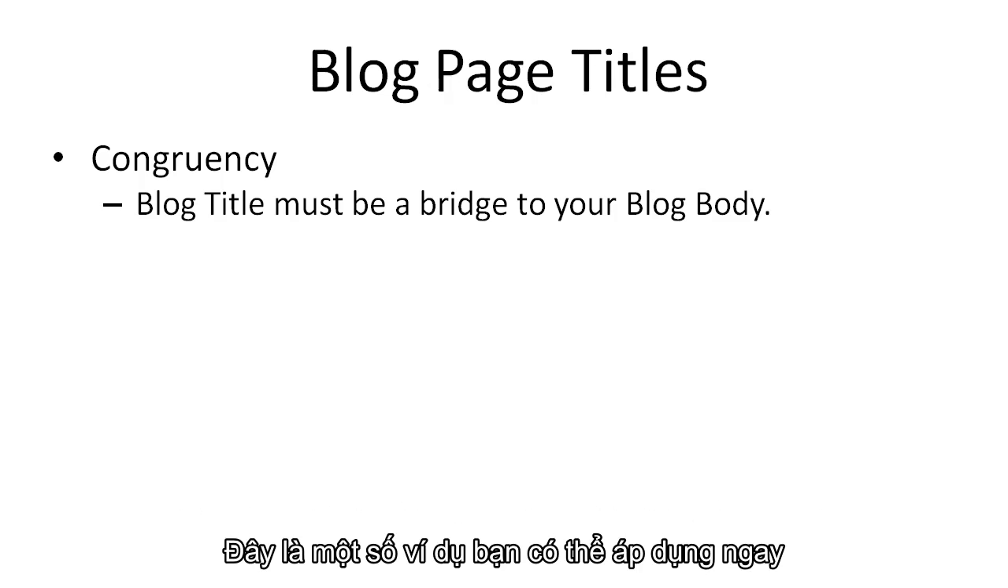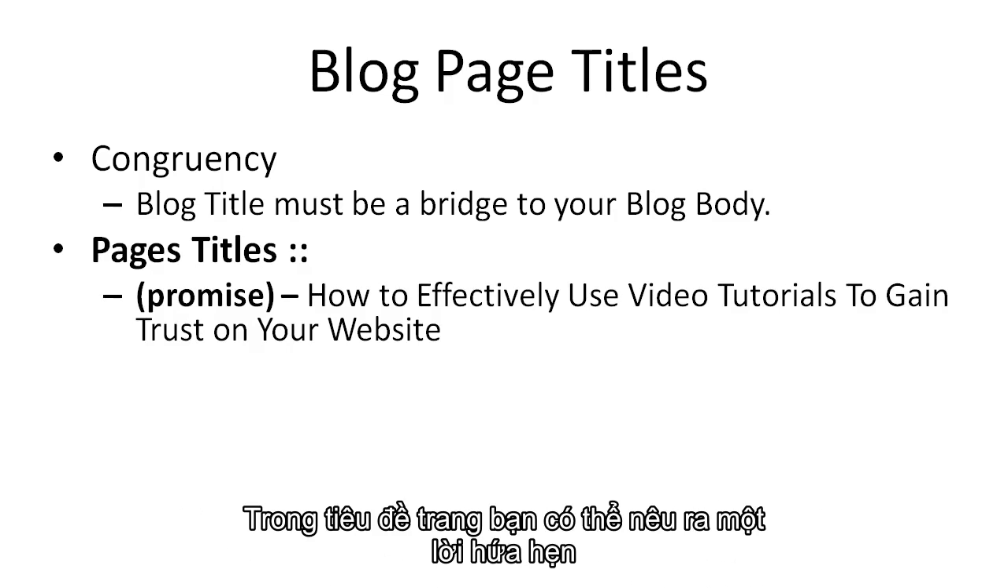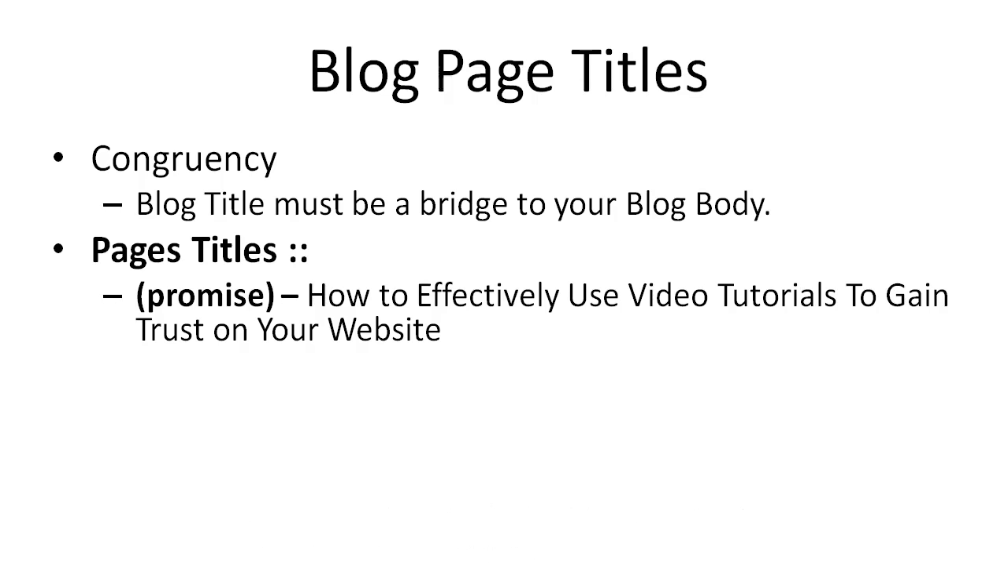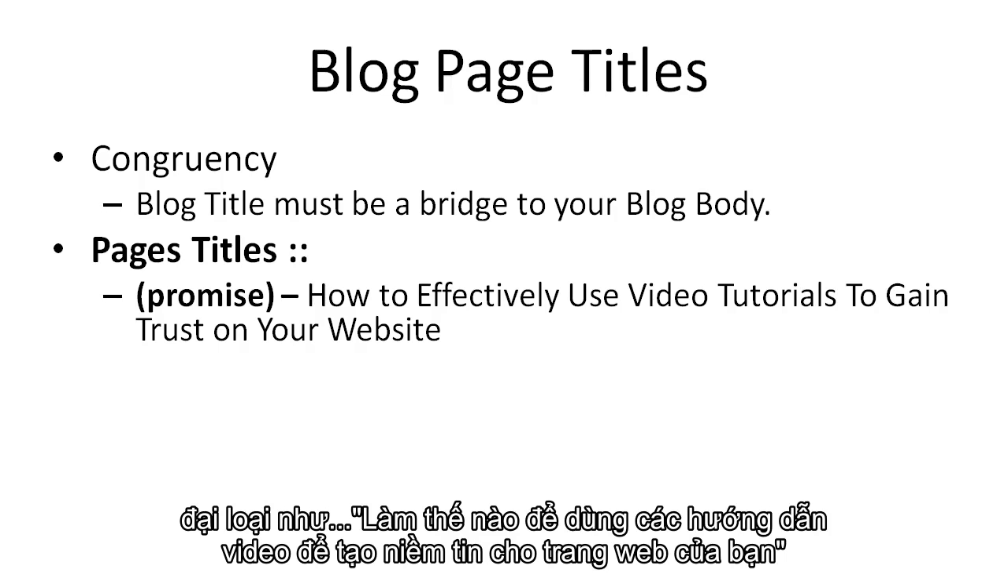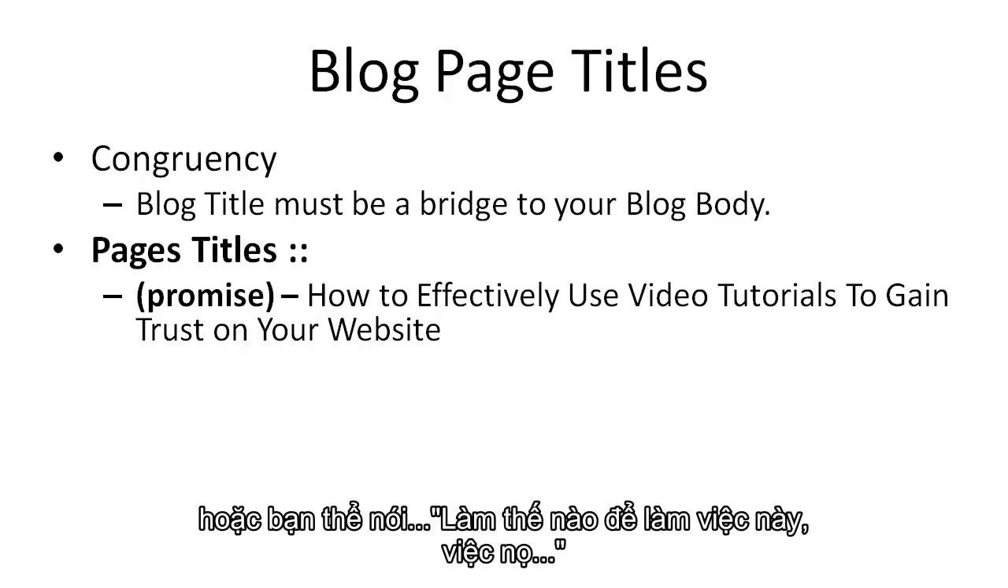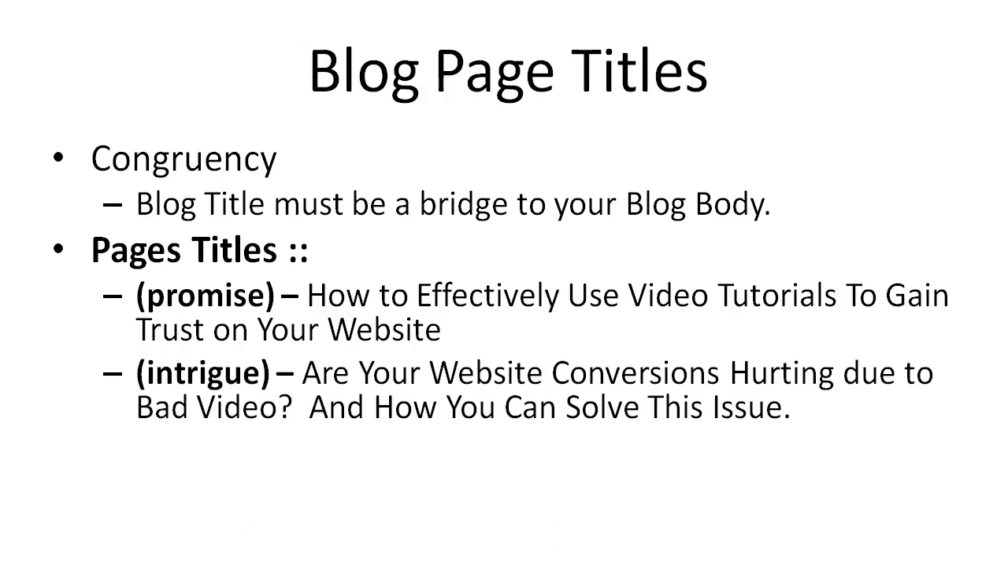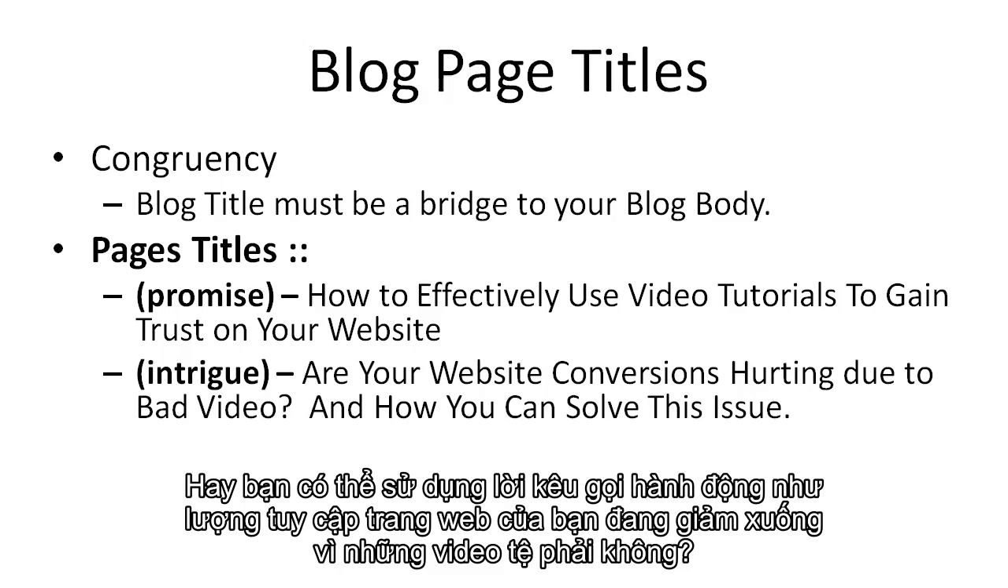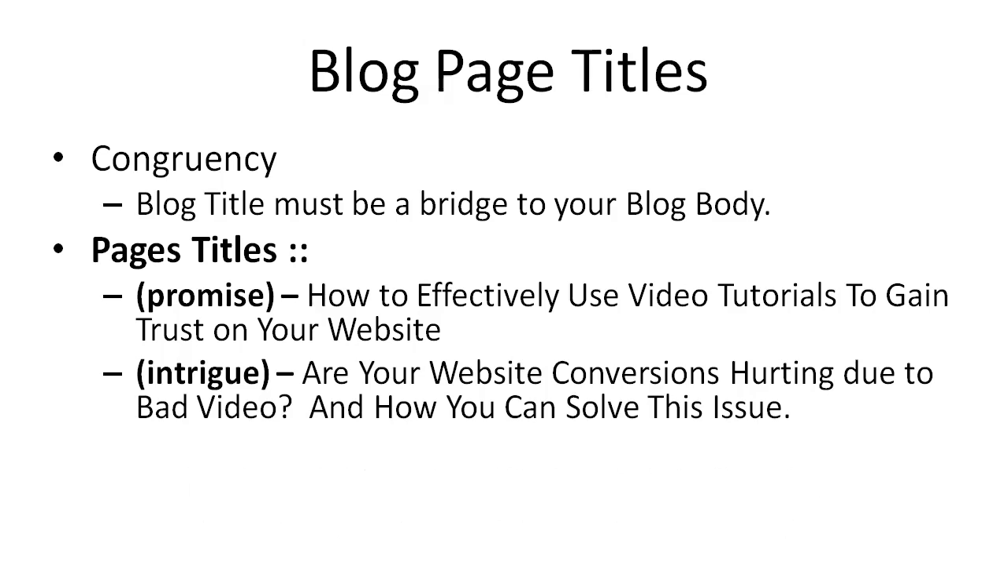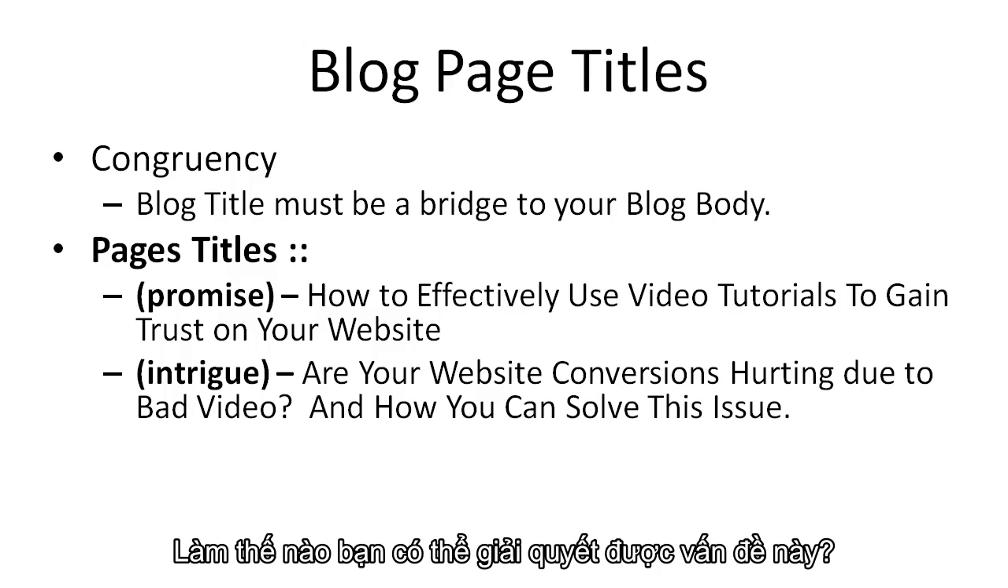So let me give you some examples that you can use right away. In your blog title, you can make a promise. Say something like, how to effectively use video tutorials to gain trust on your website. So how to effectively do this or do that. Or you can use intrigue. Are your website conversions hurting due to bad video? And how you can solve this issue.